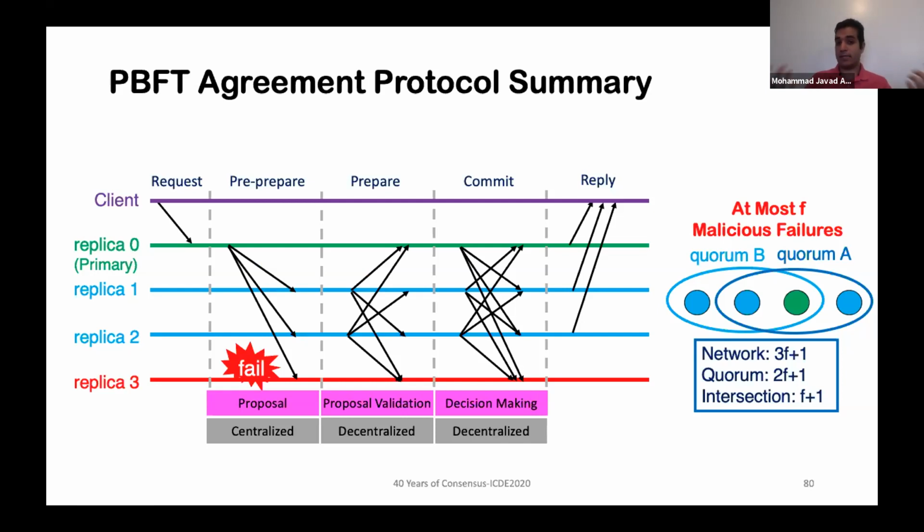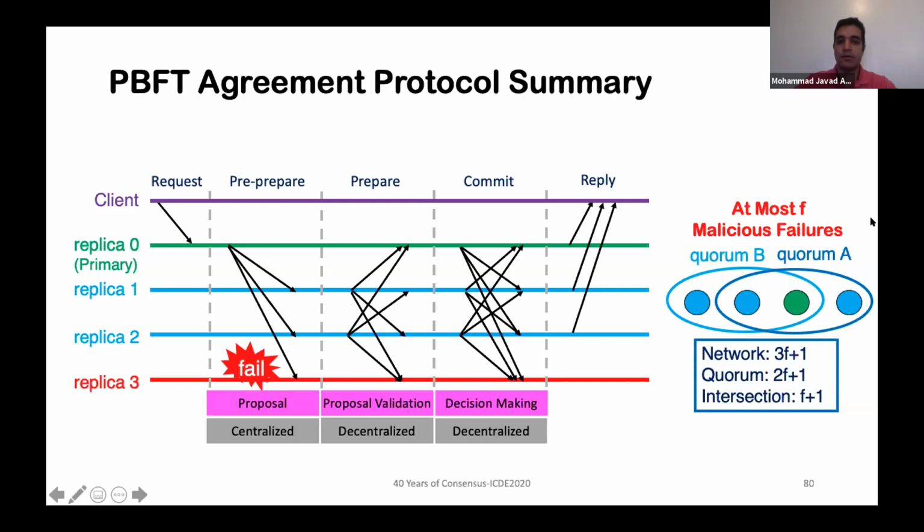If 2f+1 of them say, okay, I have received the same thing, then that means the primary is honest. Otherwise, we can't trust the primary. So we continue and go to the commit message. Again, the nodes talk to each other and commit the message. Finally, they send a reply to the client. The client waits for f+1 replies. If it receives f+1 replies, it makes sure that there is some honest node that executed this message.